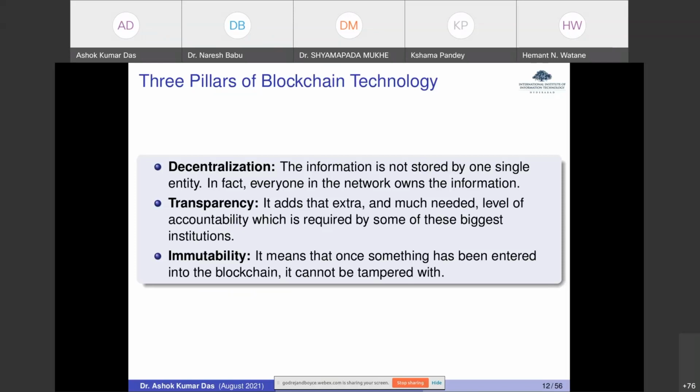Second is known as transparency. Anybody can verify the transactions or digital information that are put in the blocks. Then the last pillar is known as immutability, which means that nobody can tamper with the blocks or data that is already put in the blockchain.